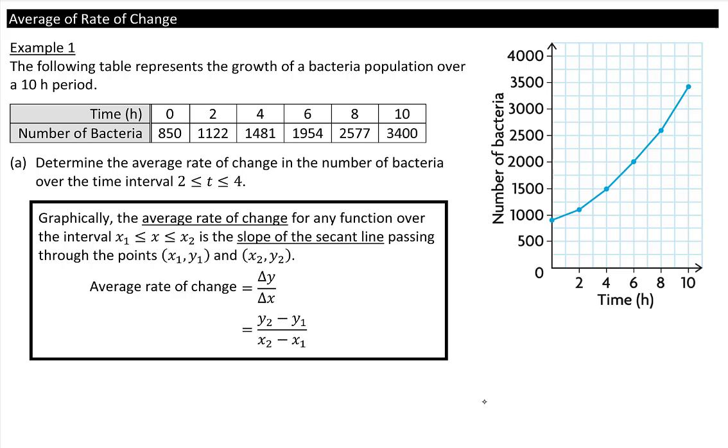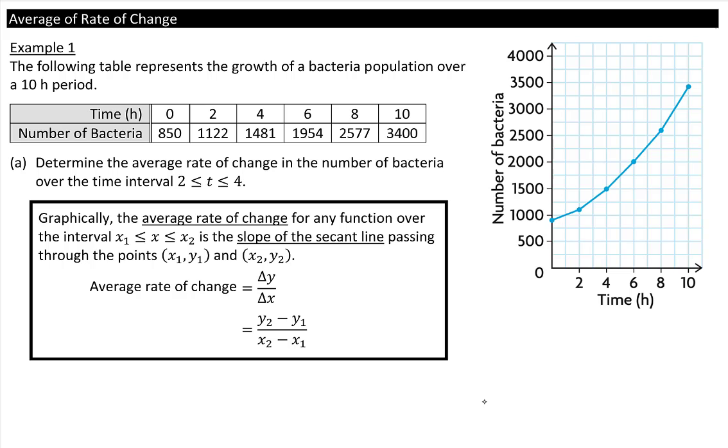So our next topic is the average rate of change. And we're going to start with an example. The following table represents the growth of a bacteria population over a 10-hour period. I've also included the graph showing the number of bacteria versus the time in hours.